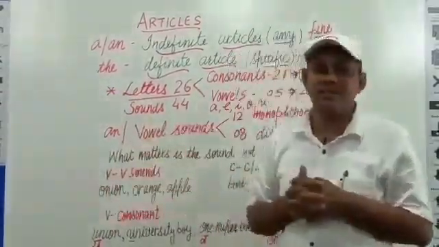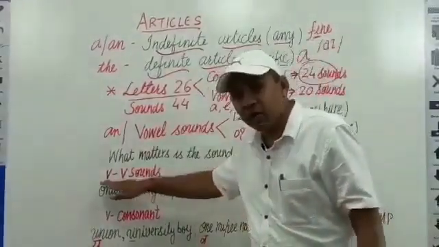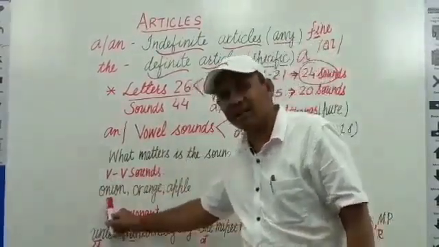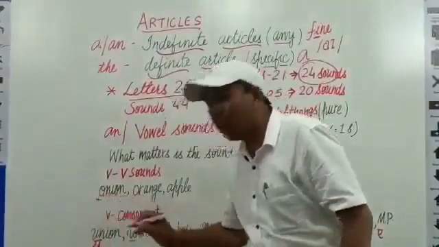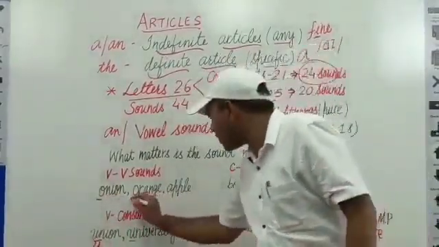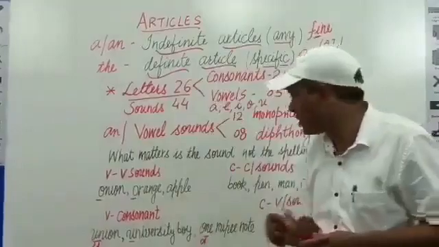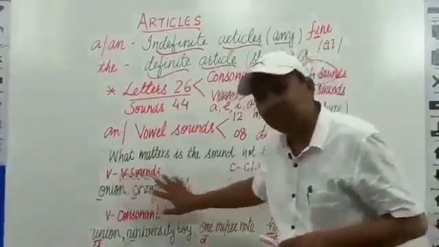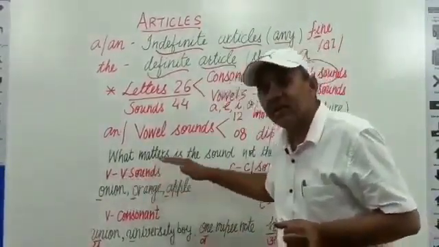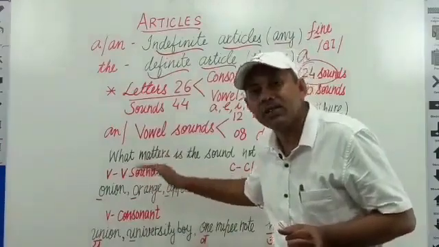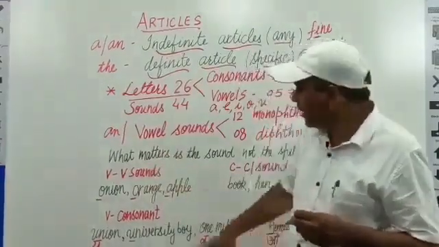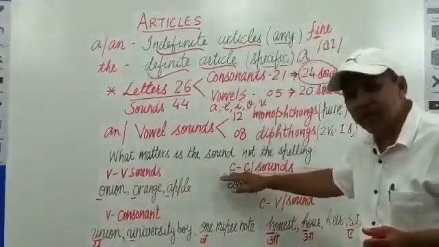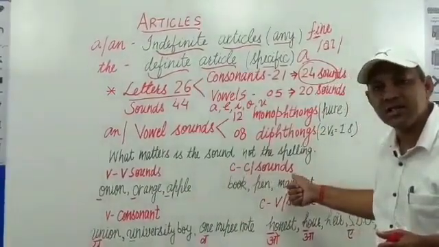For example, in most of the words, vowels produce vowel sounds. For example, onion. Here, this letter O produces a vowel sound. Orange, this O produces a vowel sound. Apple, this A produces a vowel sound. There is no problem. The same vowel letter produces the same vowel sound. In the same way, most of the consonants produce consonant sounds.